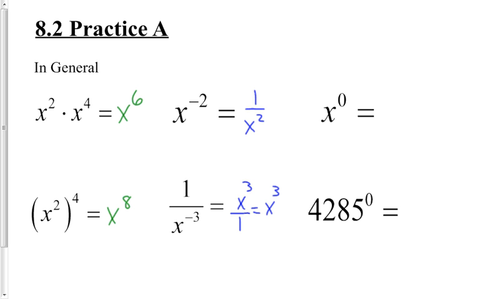The last new stuff today, the first one says x to the 0 power. Anything to the 0 power is equal to 1. So if I have 4,285 and I'm raising it to the 0 power, it's equal to 1.